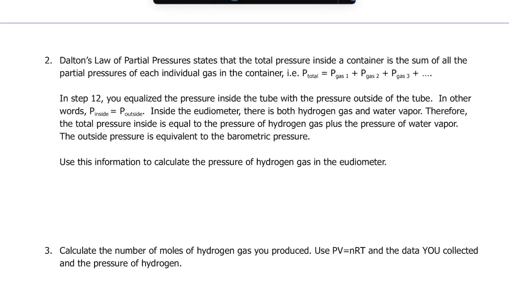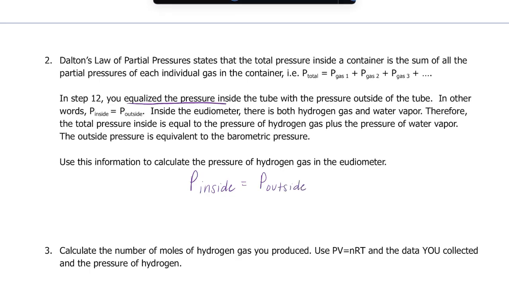Question 2 says Dalton's law of partial pressures states that the total pressure inside a container is the sum of all the partial pressures of each individual gas inside the container. So our total pressure is equal to gas 1 plus gas 2 plus gas 3. The entire point of putting your eudiometer in the giant graduated cylinder was to help you equalize the pressure inside the tube with the pressure outside the tube. So this means that our pressure inside is going to be equal to our pressure outside.